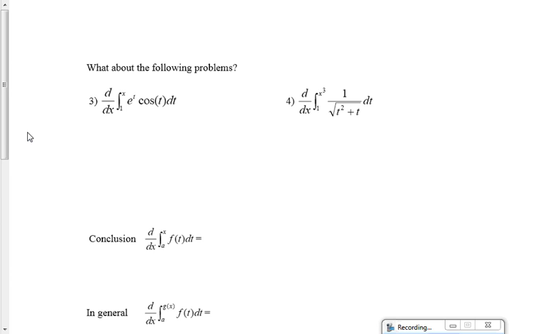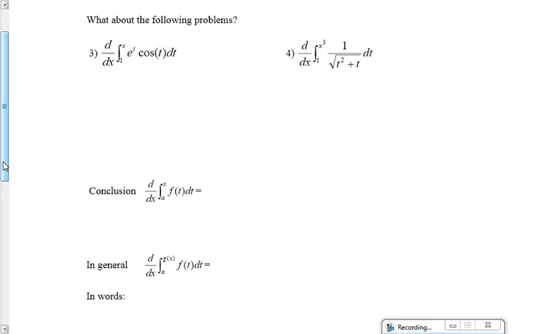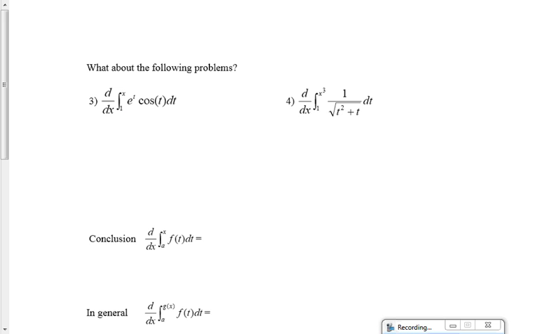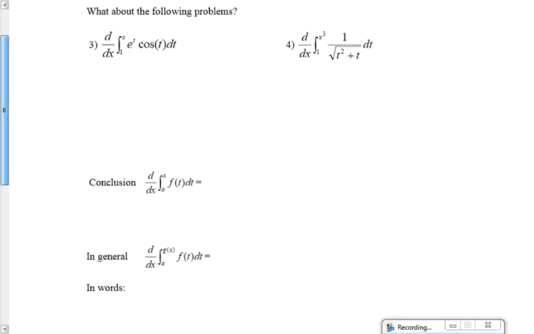Here's what I want you to be able to do, and here's what the AP exam is going to ask you to do. If I go back to this one, we can do this process by doing an antiderivative and then taking the derivative again, right? The long way. But when you get to a function like this, anybody know the antiderivative of e to the t cos t? Not today. There's no way to find this antiderivative to take this process the long way.